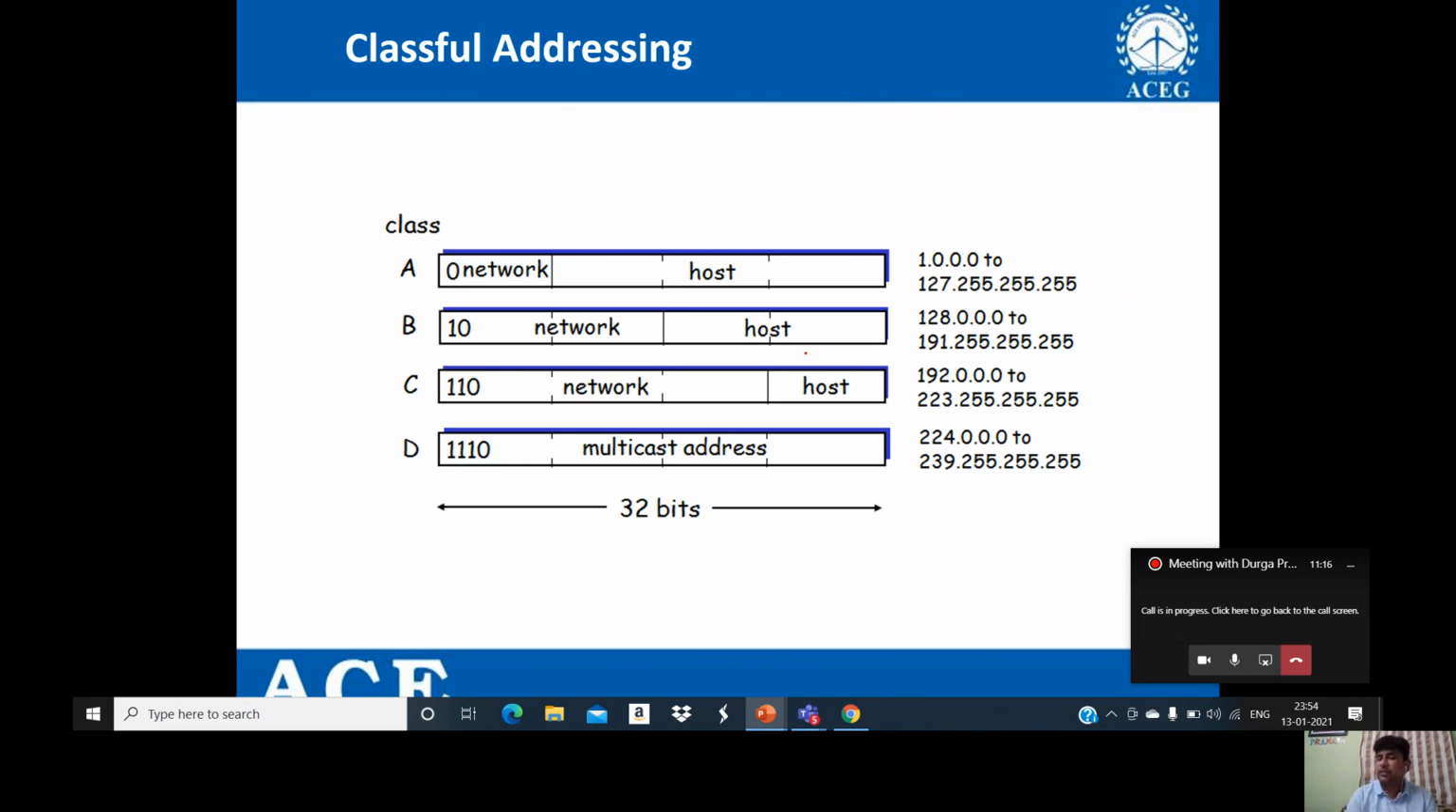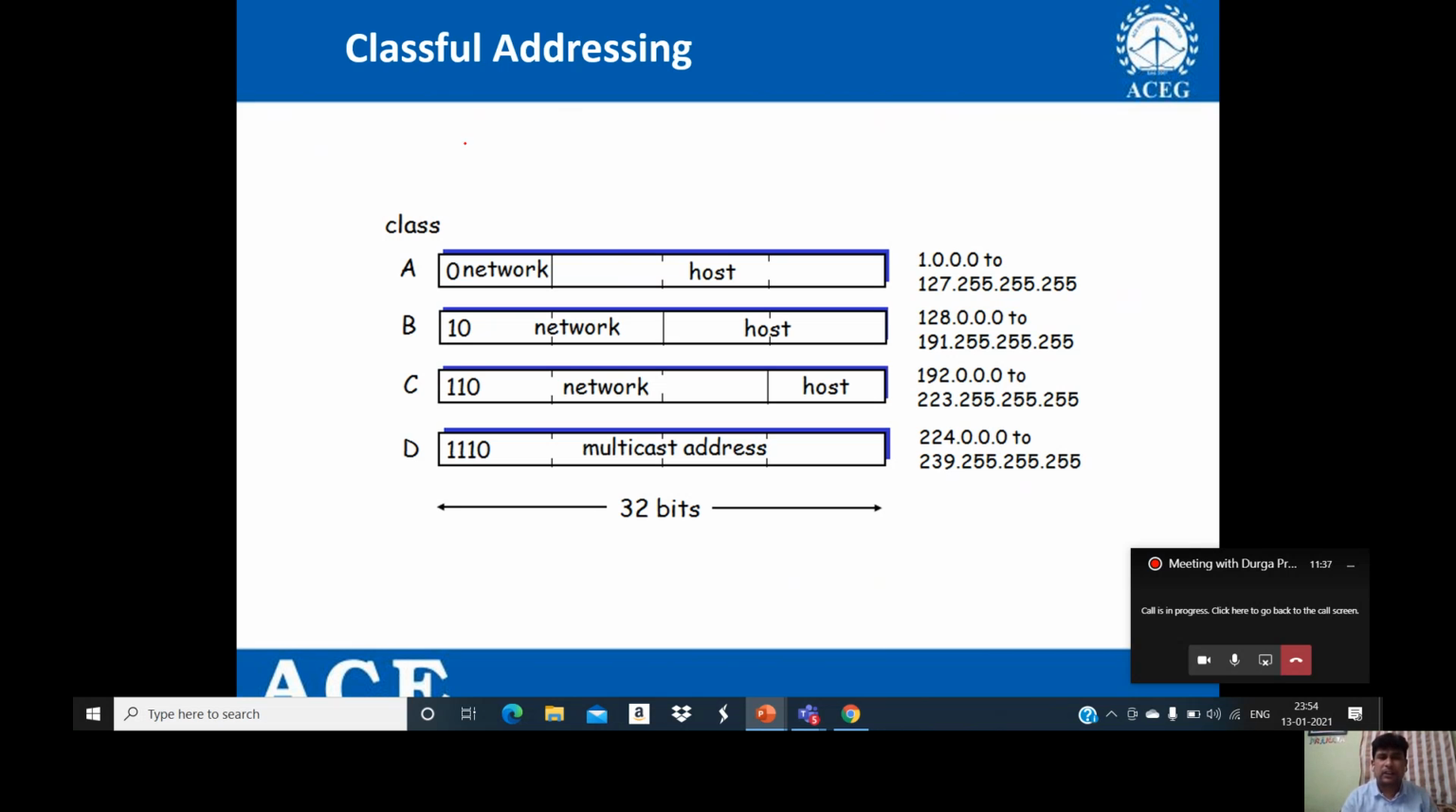The next thing we need to understand in IP addressing is the 2 types of addressing called classful addressing and classless addressing. The first type is called classful addressing, where we divide the total number of IP addresses available into different classes. So to understand this, let's look at this particular slide.